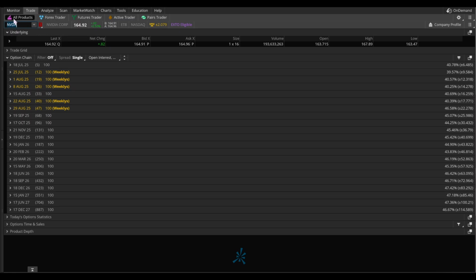Y'all see I have NVIDIA pulled up here on the option chain. So the first thing to mention is that when considering theta, it's important to know that it's not linear and it certainly doesn't treat every contract the same. And I'm going to show y'all plenty of examples of that in this video.